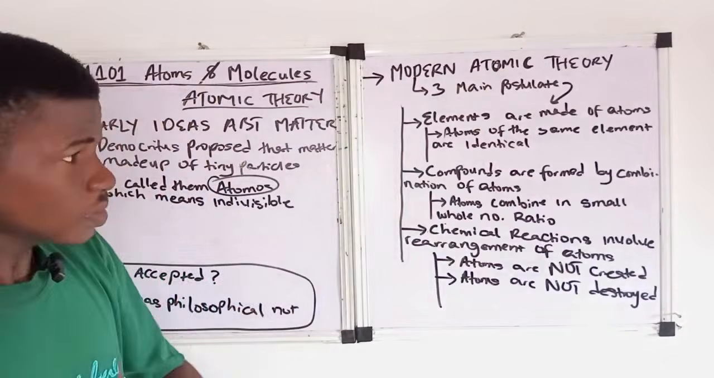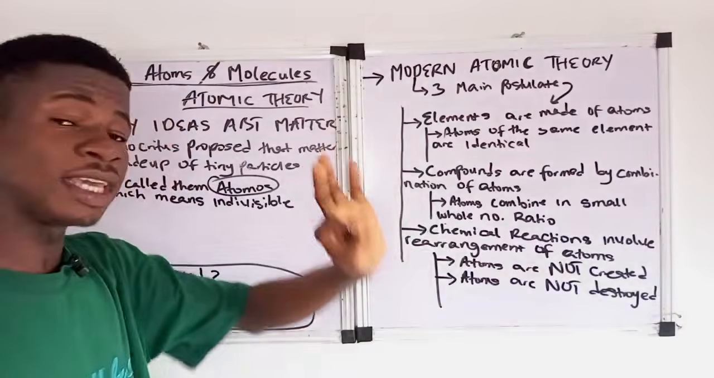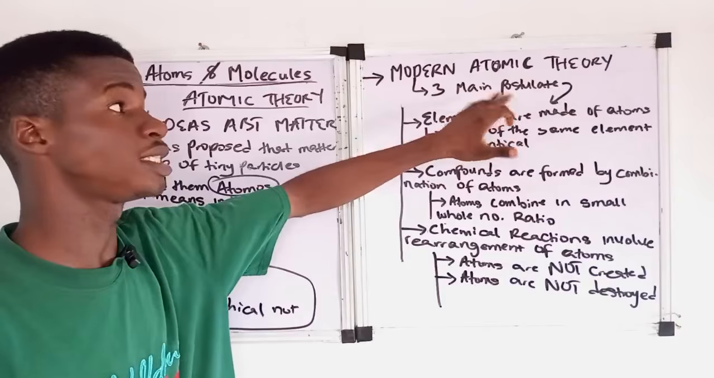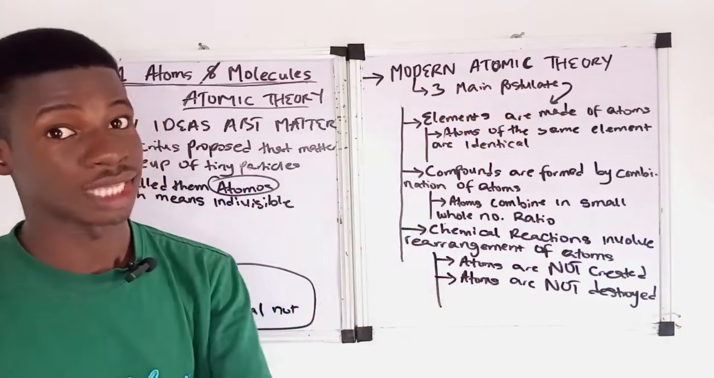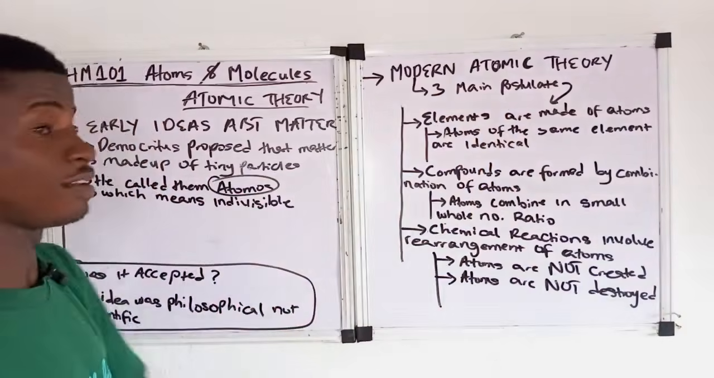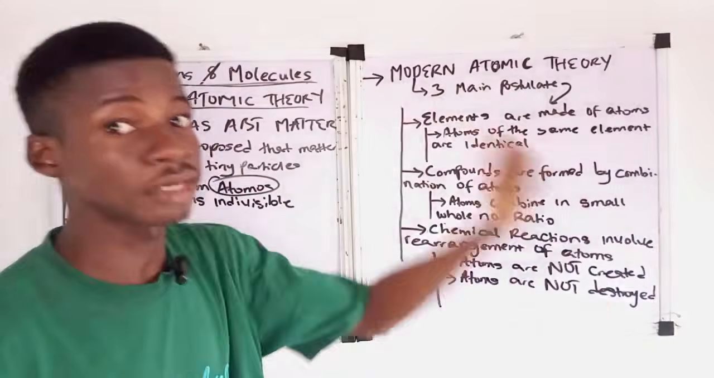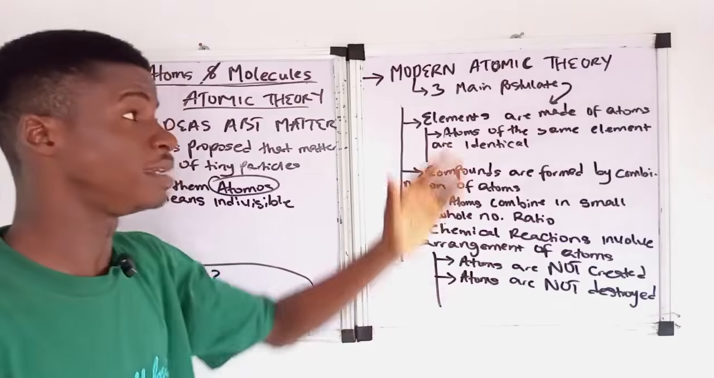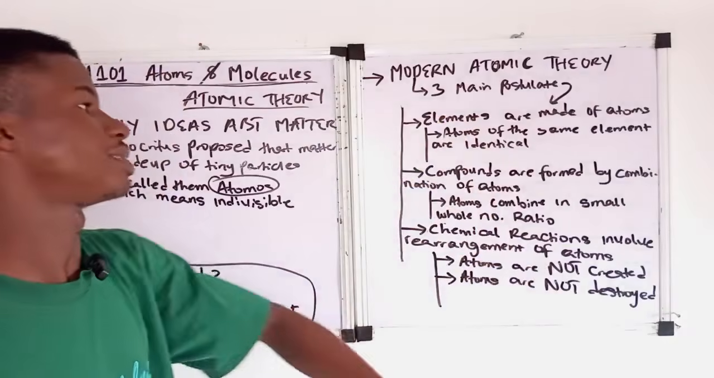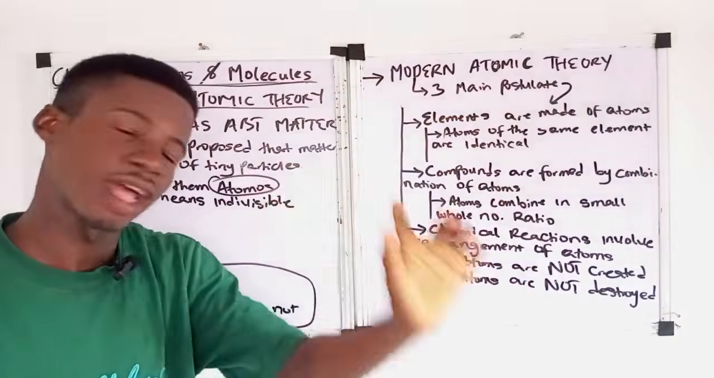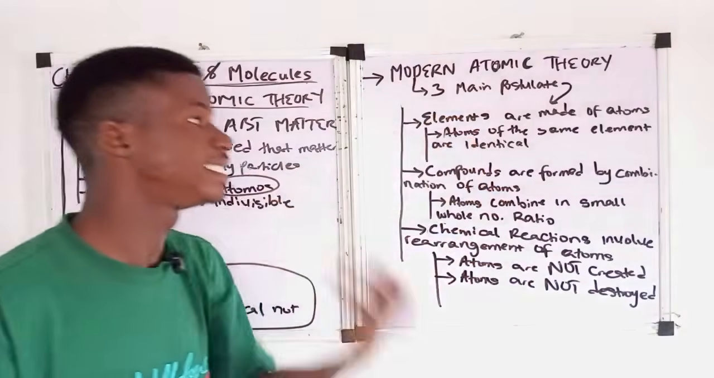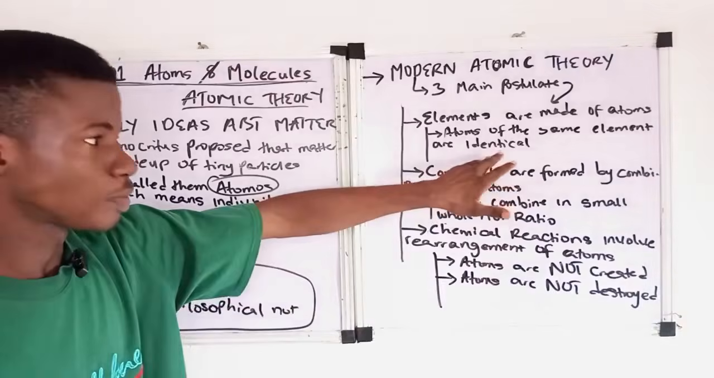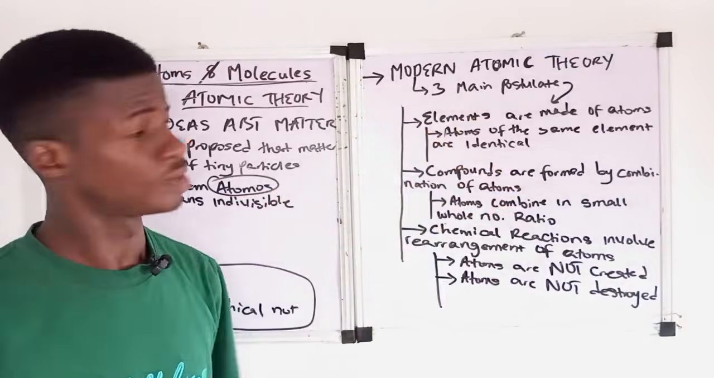So he gave three main postulates. This modern atomic theory was given by John Dalton. After Democritus gave his idea, the next person to talk about the atom is John Dalton. He said that elements are made up of atoms and that atoms of the same element are identical. Now, is this really true?